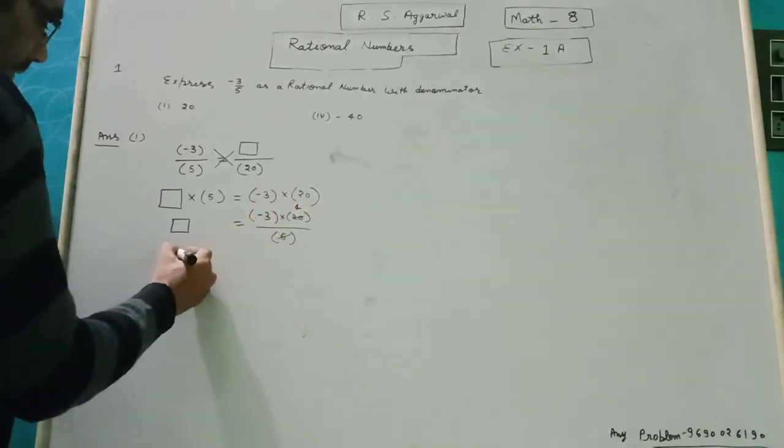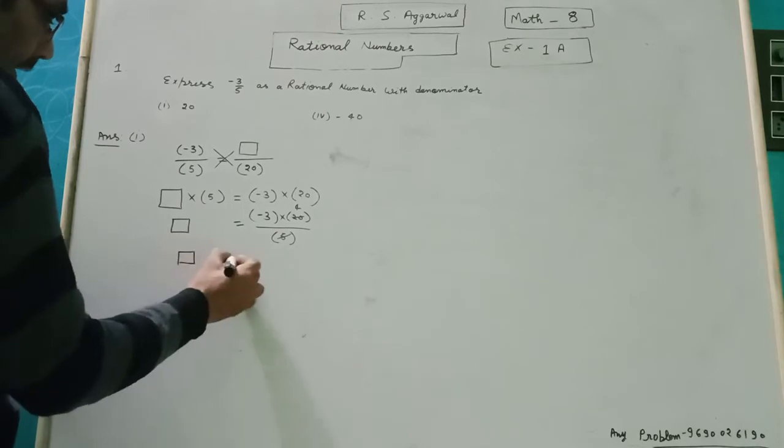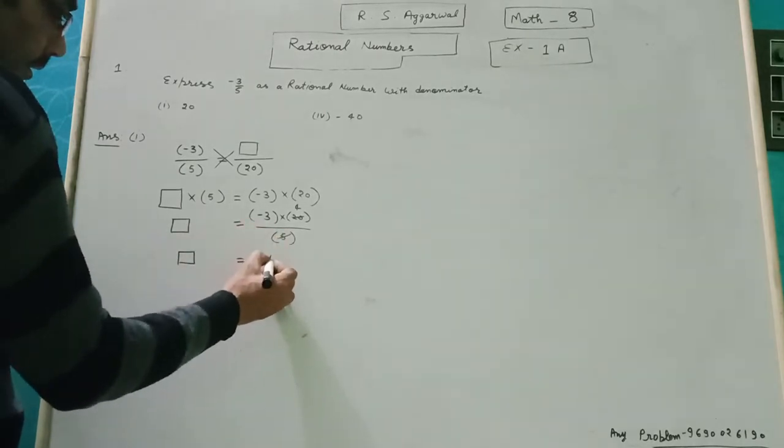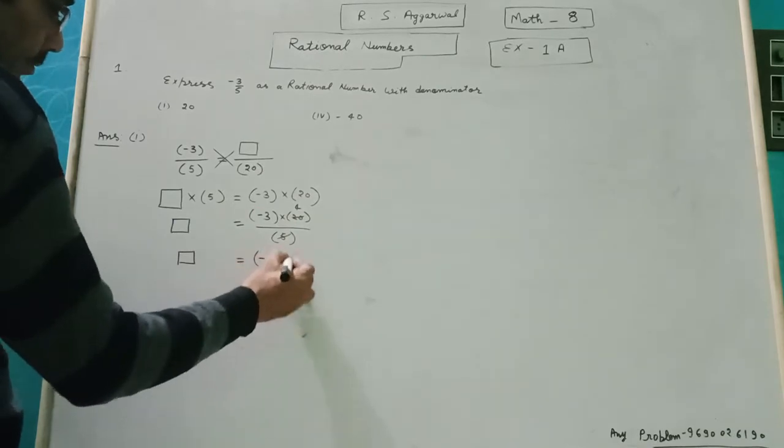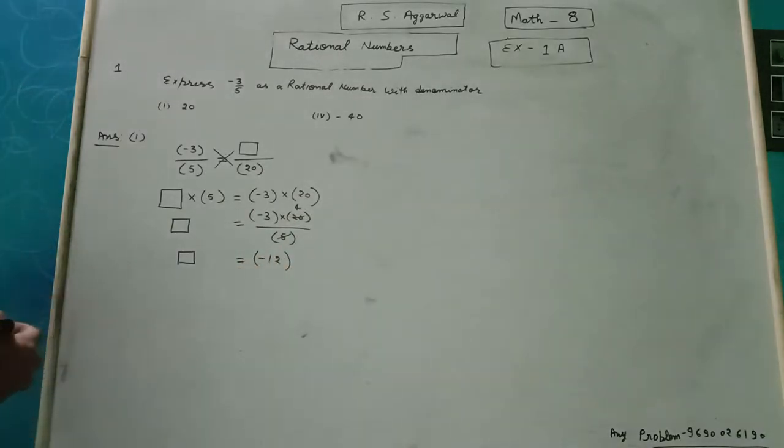4 threes are 12, plus minus 12 is in numerator.